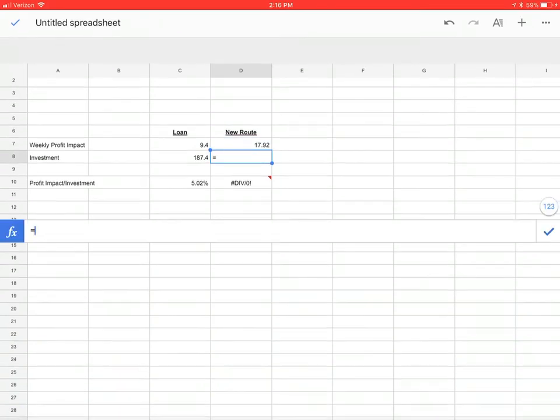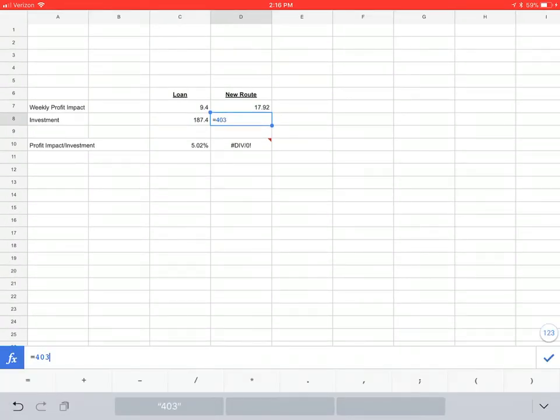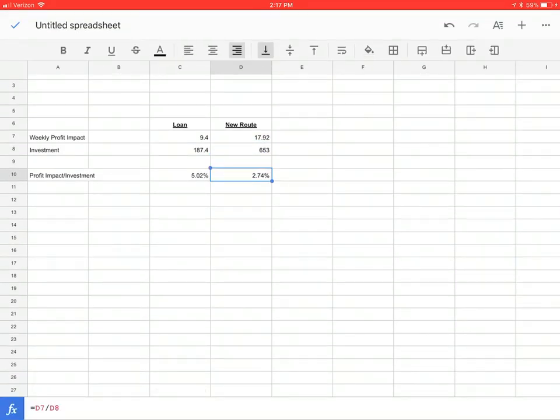Now to open a new route, I've got to buy a new A380, which is about $403 million. Right now, where I am in the game with my second hub, my next route is going to end up costing me about $250 million, so I'm just going to put in 250. You can play around with this based on how much you think your next route is going to cost. The result, the first line divided by the second line, shows that the profit impact relative to investment is about 2.7%, and 5% is a lot better than 2.7%. It's almost twice as good.